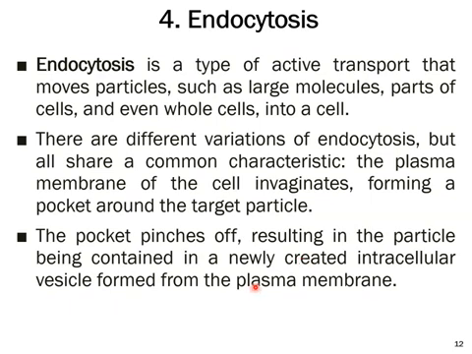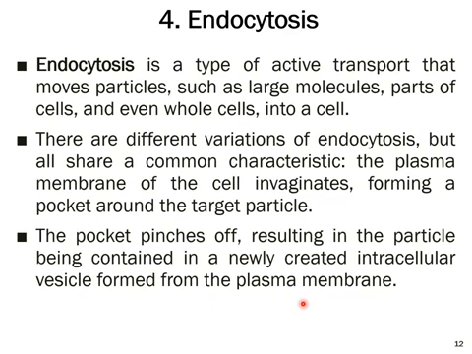So what happens in endocytosis is that the plasma membrane just invaginates, creating a little cavity in it, and then it wraps around the particle which it needs to take inside. It forms a pocket around it, and then the pocket pinches off, resulting in the particle being contained in a newly created intracellular vesicle. The particle gets enclosed in a little newly created membrane, or vesicle, formed by the plasma membrane.